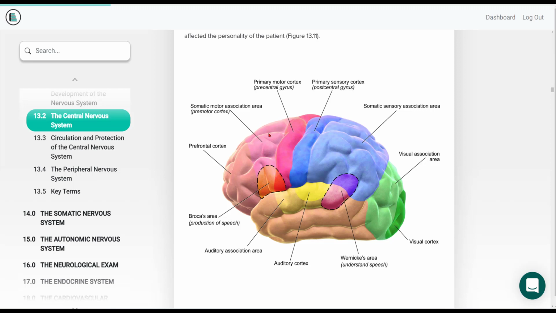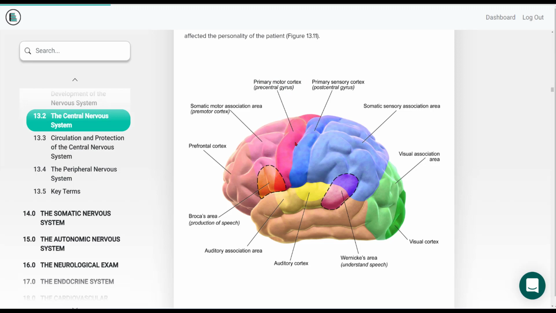So again, we see the lobes, right? The pinkish area is frontal, the bluish area is parietal, green for occipital, and the tan is the temporal lobe. But there are some extra features here. Let's go back. Here is that precentral gyrus. We're still in the frontal lobe, and it's also referred to as the primary motor cortex, and like I said, it's also called the motor strip.